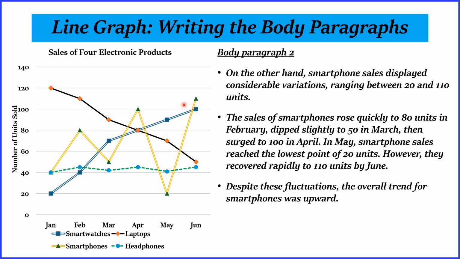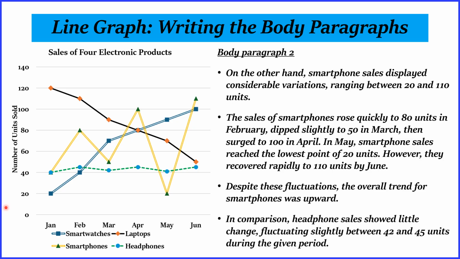Now we can describe the sales of the fourth product, headphones. In comparison, headphone sales showed little change, fluctuating slightly between 42 and 45 units during the given period. This provides a clear contrast to the fluctuations seen in smartphone sales. These are the main points that should be included in the second body paragraph.